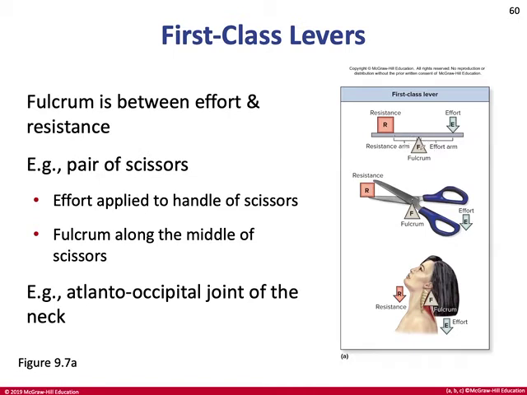Okay, bottom line, the longer the effort arm and the shorter the resistance arm, the greater what we call the mechanical advantage, meaning you don't have to put as much effort into moving the resistance as you would if the effort arm was shorter or at the same length as the resistance arm. An example would be the way that you jack up your car when you have a flat tire, right?